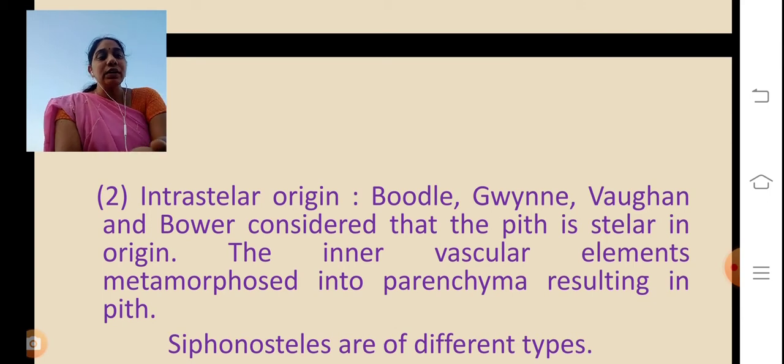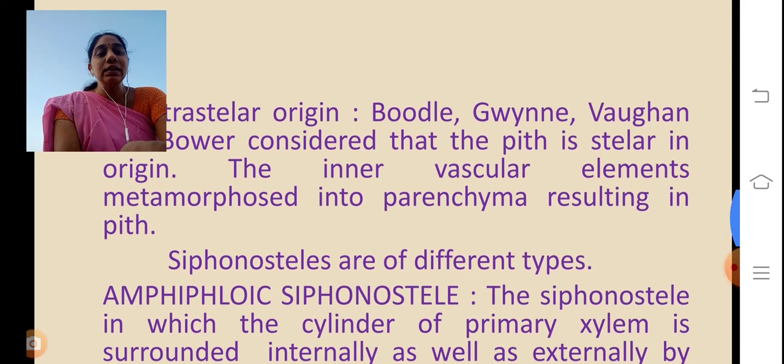According to them, the pith is stellar in origin. The pith is formed within the stele. The inner vascular elements metamorphosed into parenchyma, resulting in pith. So the inner vascular elements are metamorphosed into parenchyma, resulting in pith. So this is another theory.